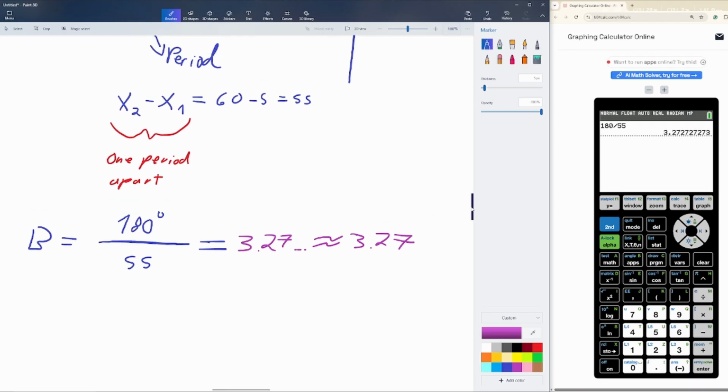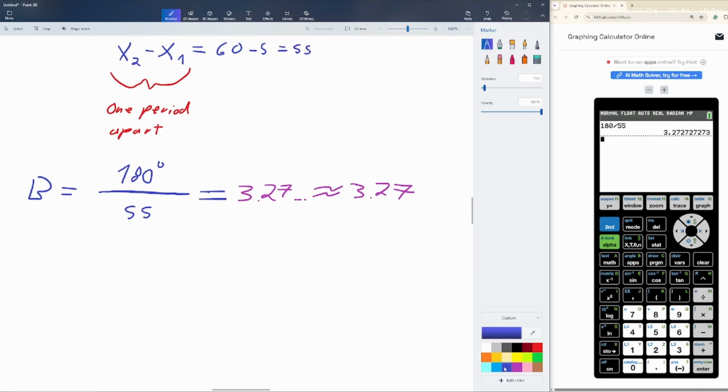Also something to note here: your b isn't always given in degrees, it can also be given in radians. And if it's in radians, you have to know that b is 2 pi divided by the period.